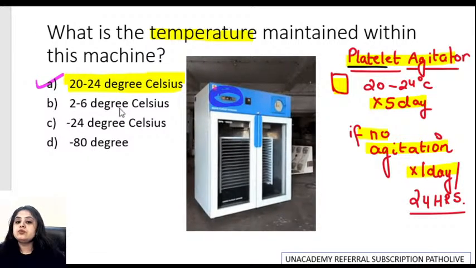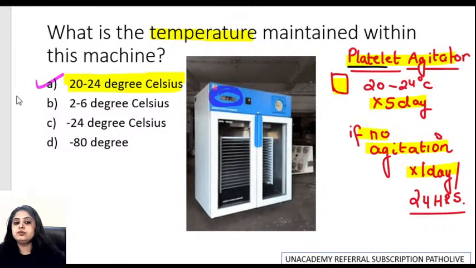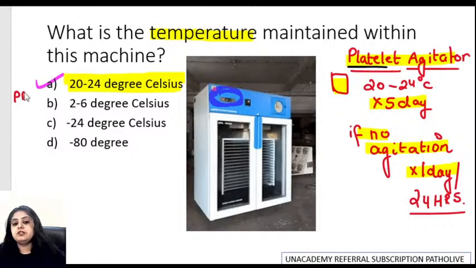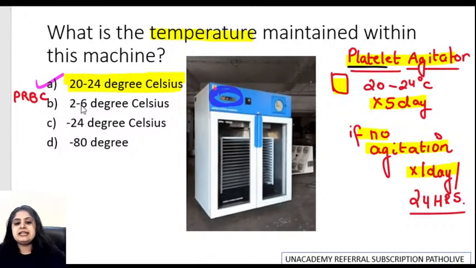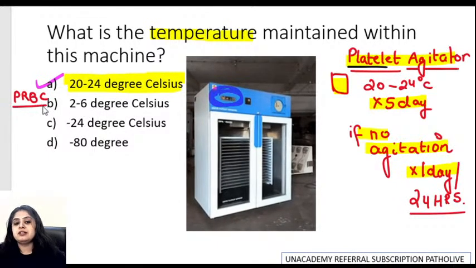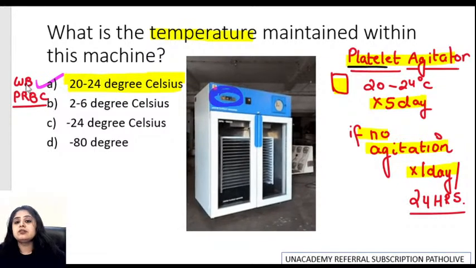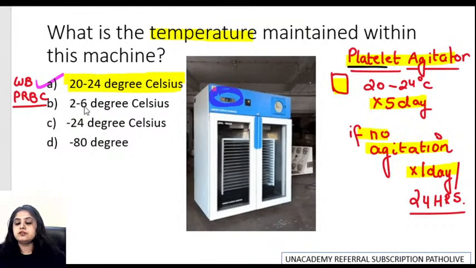What is kept at a 2 to 6 degrees Celsius? Which blood component is kept here? So 2 to 6 degrees Celsius is everything to do with red blood cells. So this is basically like any other regular refrigerator. That's the temperature of a regular refrigerator, 2 to 6 degrees. Packed red blood cell, or anything that has red blood cell, like even whole blood. Whole blood also has red blood cells. So 2 to 6 degrees for that.